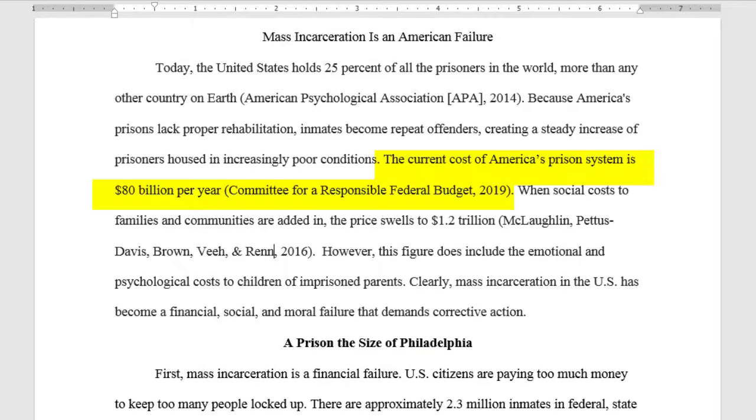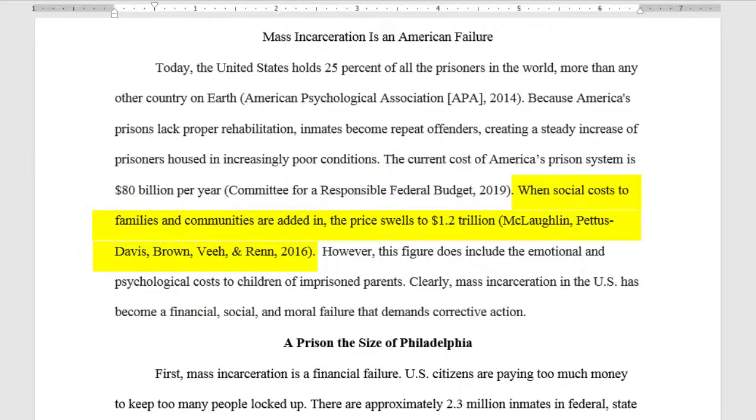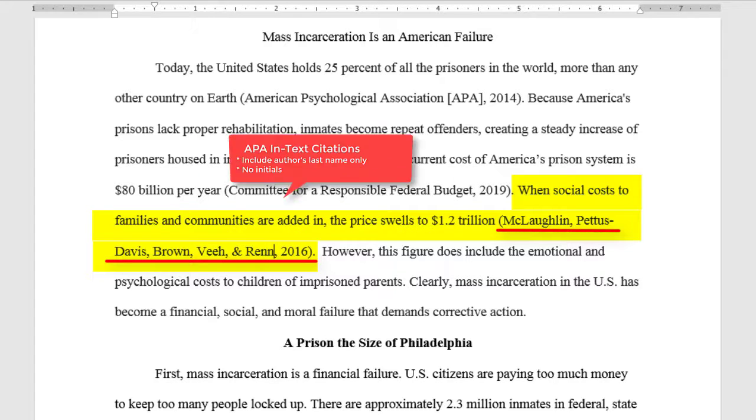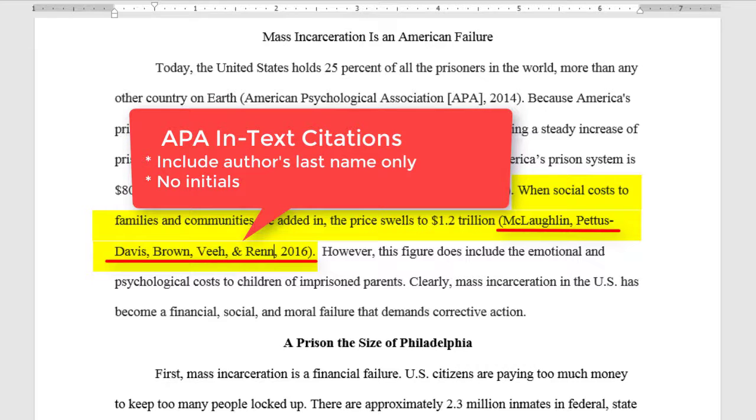Jane's next sentence adds more facts about the problems of mass incarceration, including the prison system's cost of $80 billion per year, a fact that is also cited. Then comes another sentence about additional social costs that raise the total to $1.2 trillion. Note that this second figure is cited with an in-text citation of an article that has multiple authors. Remember that in APA in-text citations, only last names are used, never first initials.